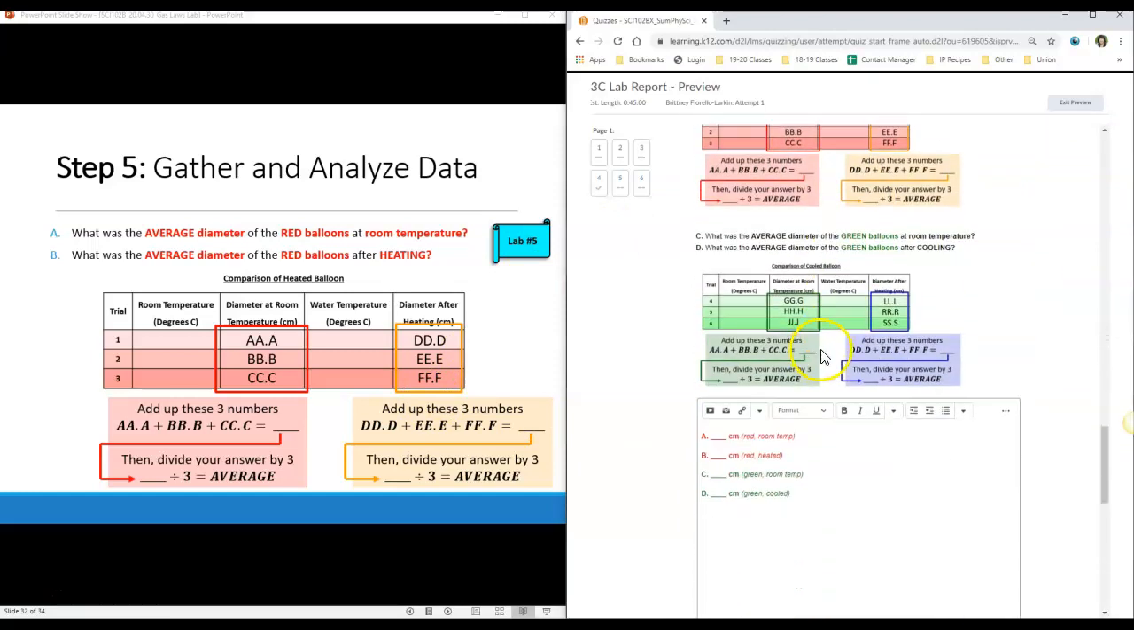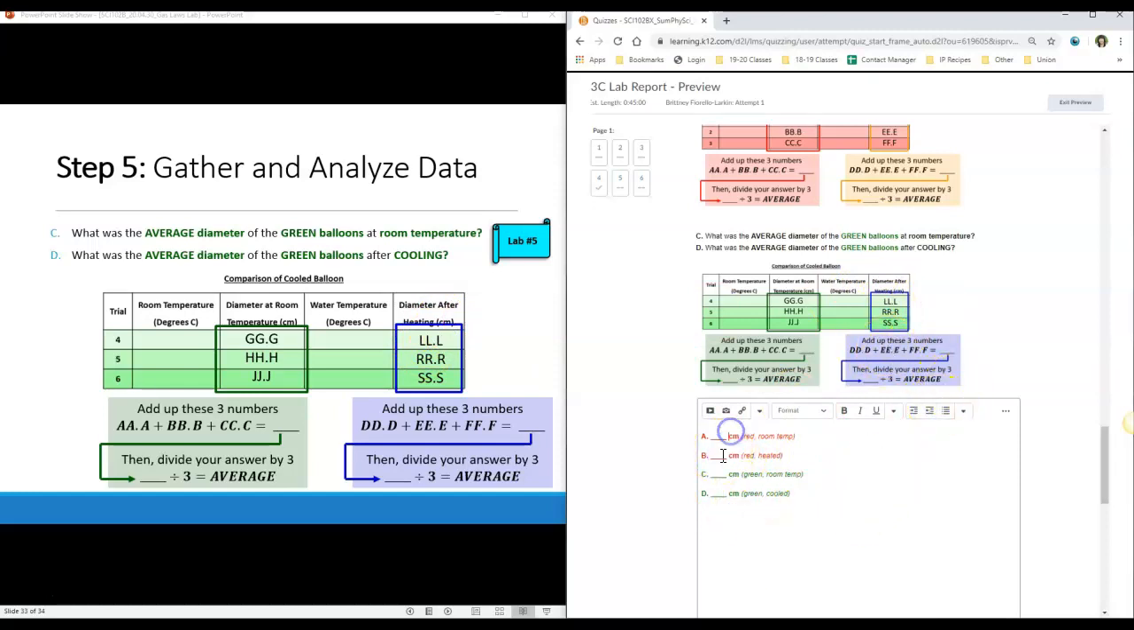If you find that your answer is around 40 something, then you did not divide by 3, so make sure you divide by 3. Then do the same exact thing with the green balloons: take the 3 diameters at room temperature, sum them up, and then divide that sum by 3, which again should be around 15-ish. Same thing with your diameter after cooling. This should say after cooling. Add those 3 numbers up and divide by 3.